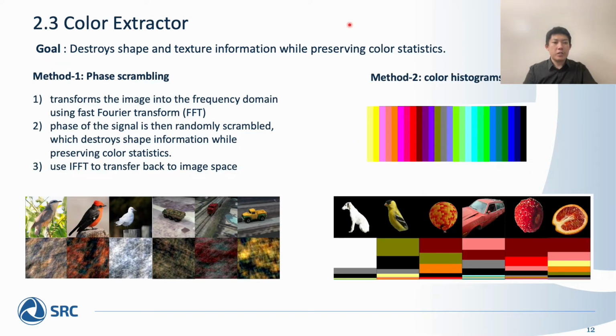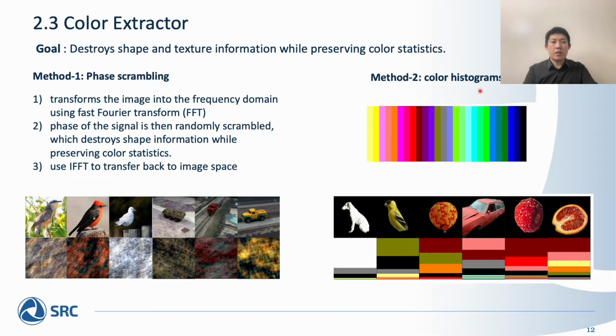For the Color Extractor, we don't want to destroy the shape and texture information while preserving the color statistics. We propose two methods. In method 1, we use phase scrambling, where we first transform the image from the image domain to the frequency domain, and then the signal is randomly scrambled, which will destroy the shape information while preserving the color statistics. Finally, we transform it back to the image space. So you can see the color representation has no shape or texture information, only the color statistics.